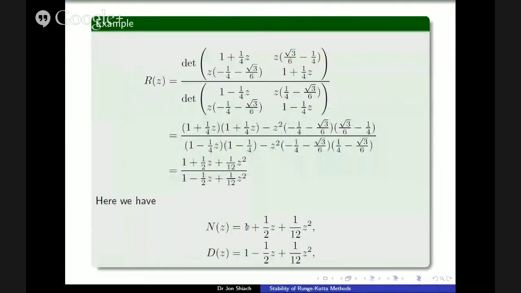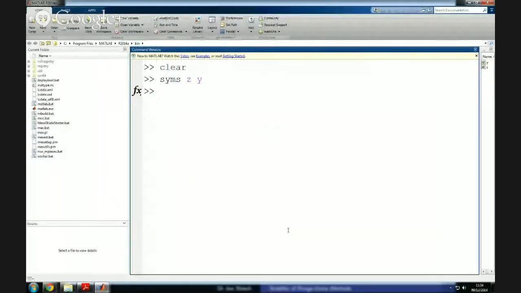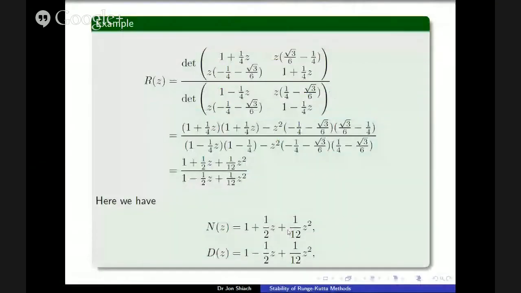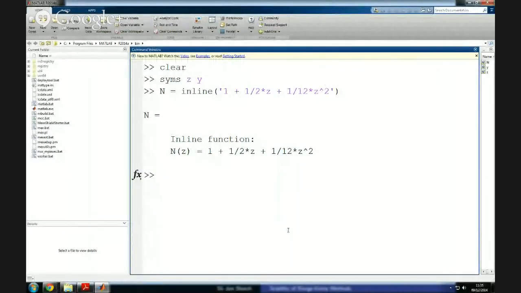And in this particular case, our n function was 1 plus a half z plus a 12z squared. So I'm going to define a function: 1 plus a half times z plus a 12 times z squared. This inline command is a quick way of defining a function, especially useful when we're dealing with sort of symbolic variables.